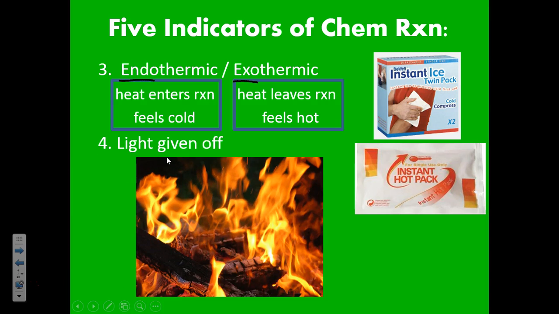Another sign is light given off. I give you the example here of a fire gives off light, and so we know that a chemical reaction is occurring there. Also, in the case of glow sticks or those necklaces that you wear at the 4th of July, a chemical reaction occurs there. That's why you have to break them to get the reactants to mix, and then they start going.